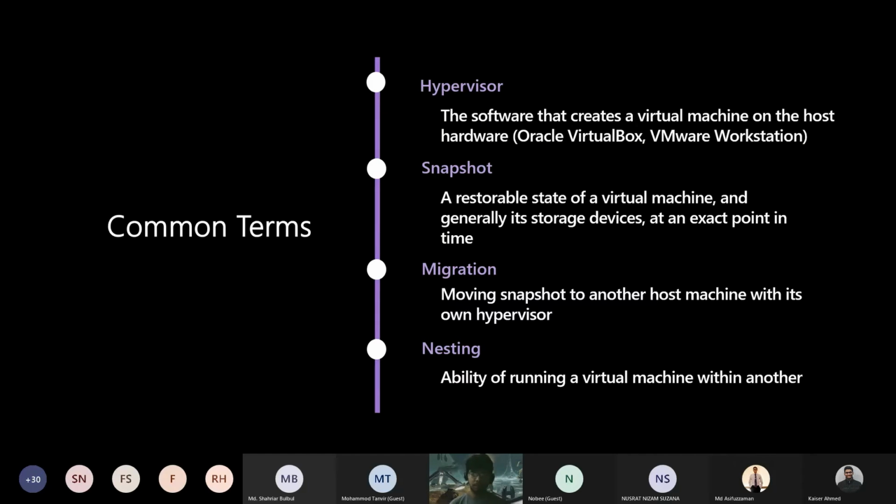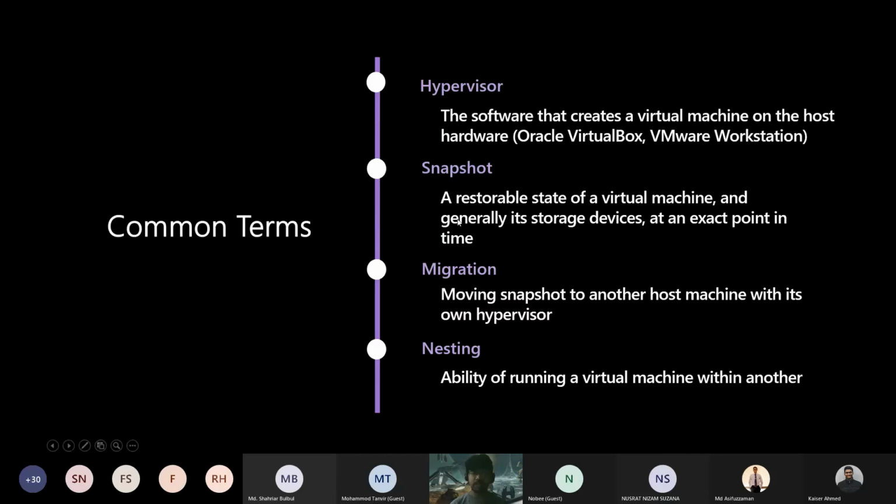So suppose I'm on my Windows machine, it has its own hypervisor, that is my Oracle VirtualBox, and on Asif's machine, which is located somewhere else, he is running, say, VMware Workstation. It is also a hypervisor. So on my machine, I have a particular snapshot of a Kali Linux machine, and I need help about installing some particular application. So I'm asking Asif if he could do that on his machine using my snapshot.